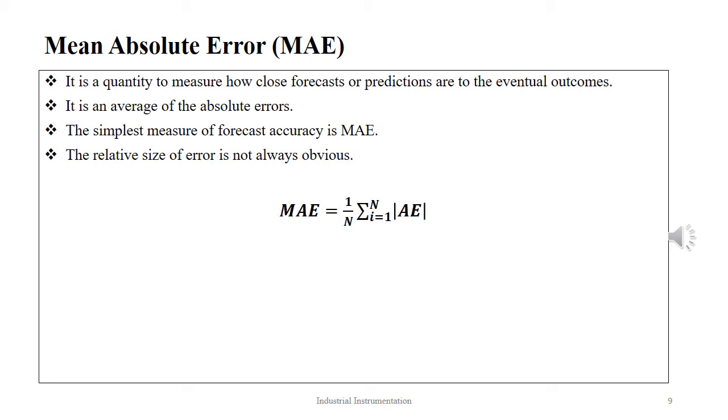Mean absolute error, MAE, is a quantity to measure how close forecasts or predictions are to the eventual outcomes. It is an average of the absolute errors. The simplest measure of forecast accuracy is MAE. The relative size of error is not always obvious. MAE is given as 1 by n summation i equals 1 to n mod of AE, where AE denotes absolute error.